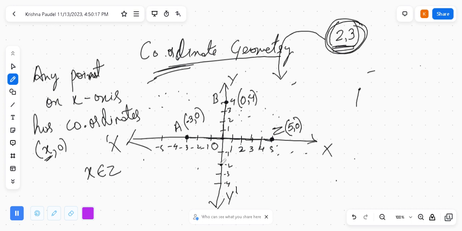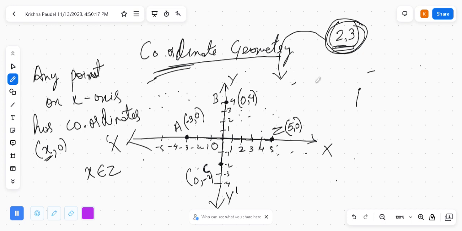Same way, let's take this point C, and the rule says we drop a perpendicular onto the x-axis first. When we drop a perpendicular onto the x-axis, it is coming and touching at 0. So 0, and we have to drop a perpendicular onto the y-axis, but it is exactly on the y-axis, hence the coordinate of that point is 0 comma minus 2.